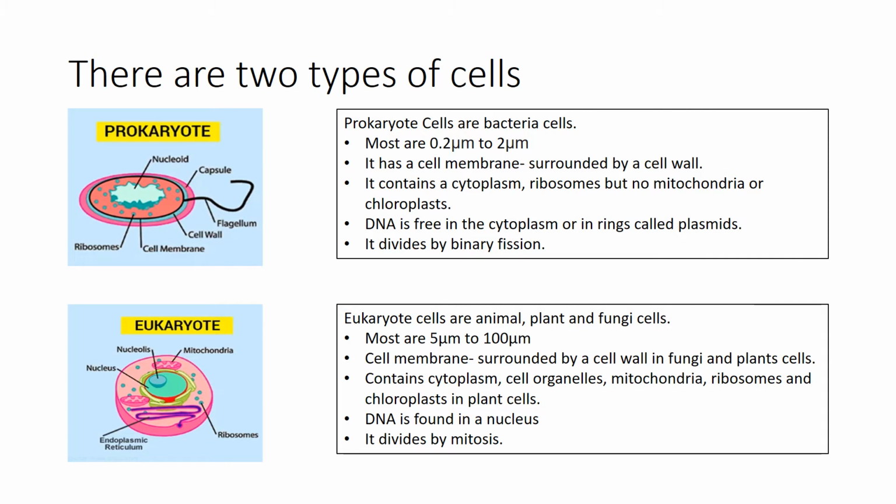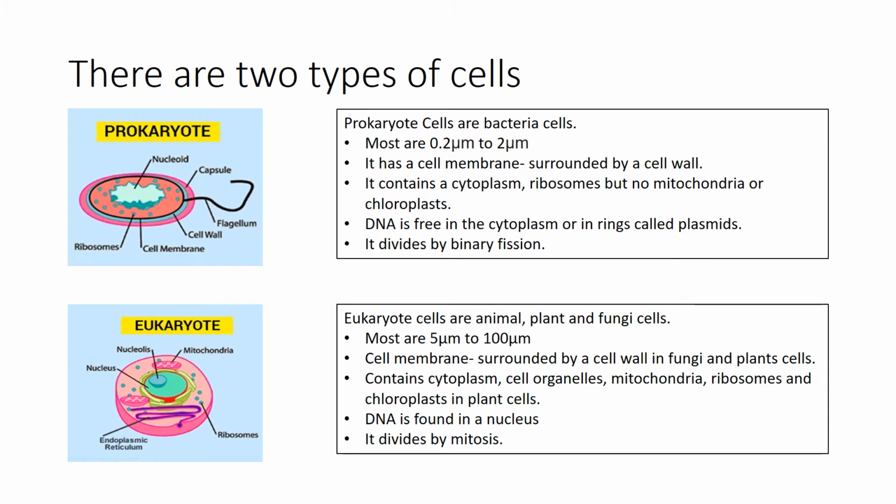Now, it's useful to remember the meaning of prokaryote. Pro means before and karyote means nucleus. So these cells evolved before the nucleus did in eukaryotic cells. So they're a bit simpler. They have fewer organelles present.